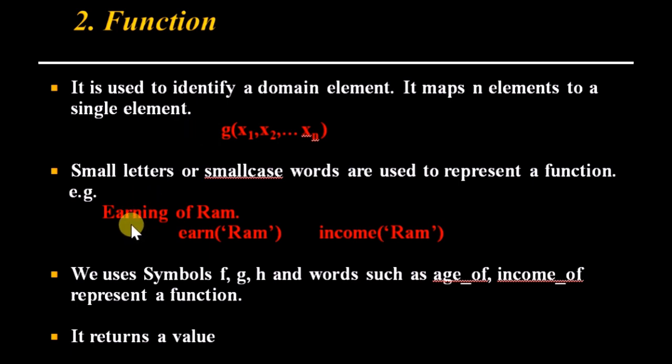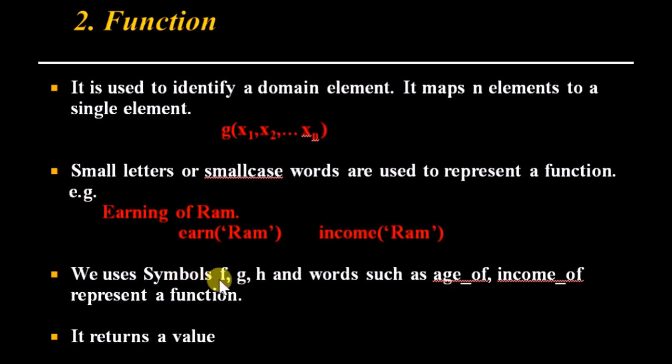Another example, earning of Ram. So obviously we know earning of a person, either it will be 5,000, 10,000, 15,000. So it returns a value. So we will write earn within brackets Ram. So it represents earning of Ram. Here you can see these are small letters and this function will return a value. You can use another word, income of Ram. So income will return the income of Ram. So it must be a value.